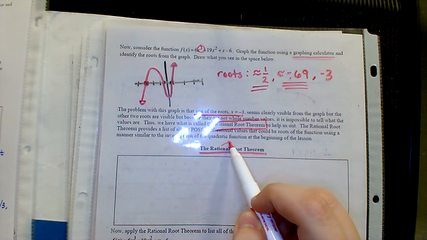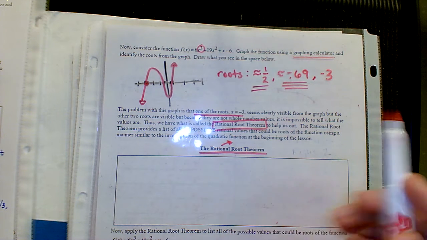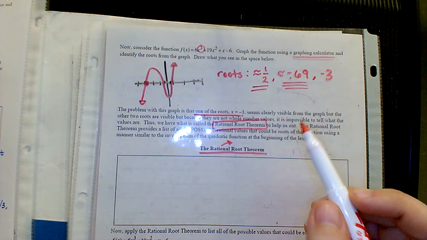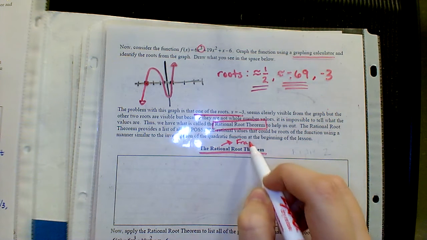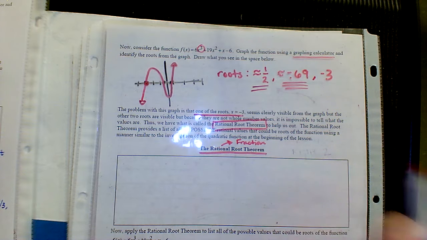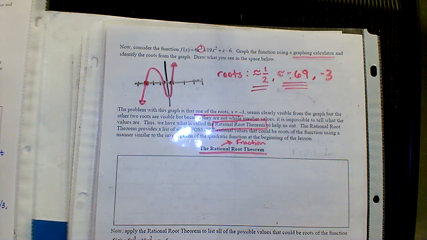Do we know what the word rational means? Have we heard that before? Okay, rational means fraction. Maybe you can see the word ratio in the word rational. Ratio just means some type of comparison, and you can represent a comparison through a fraction. So we're going to list all of the possible fractional roots, kind of like what we did on the front page.